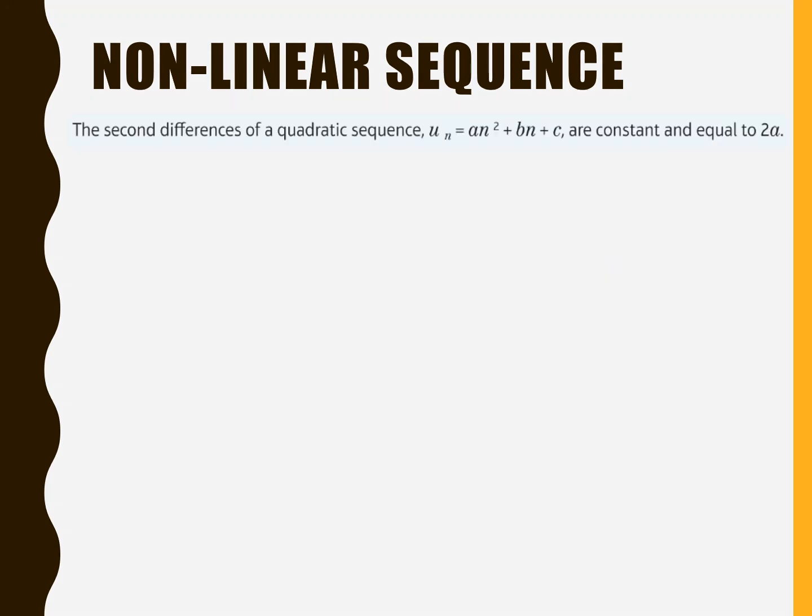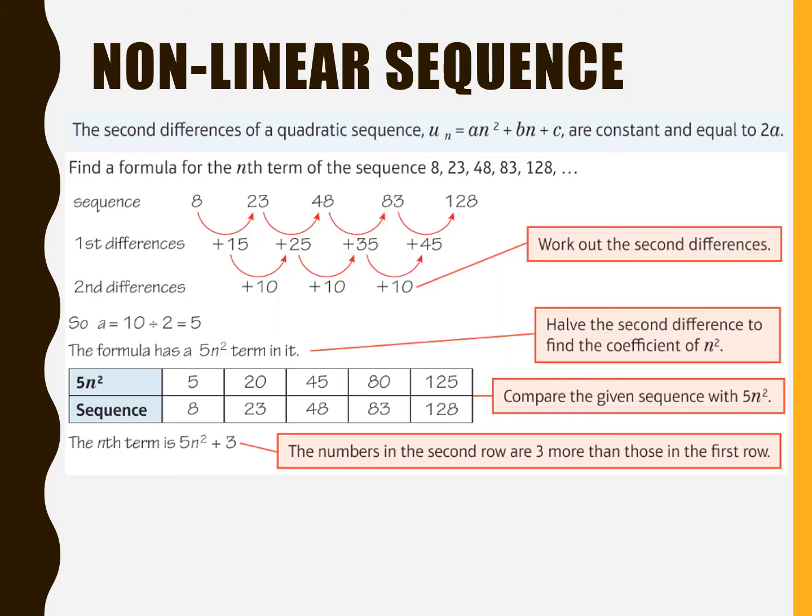Okay, continuing with nonlinear sequences, the second difference of a quadratic sequence where un equals an squared plus bn plus c, this is a general formula, is constant and equal to 2a. So this is the second difference. Let me give you an example. In the previous example we were already given the formula. But in this example, we were just given the sequence and we need to find the formula.